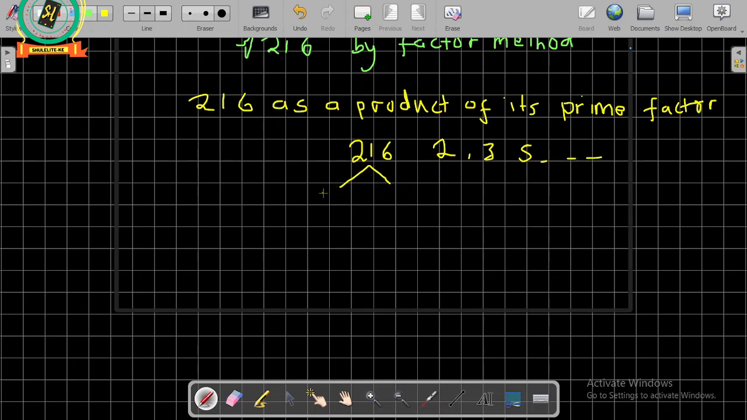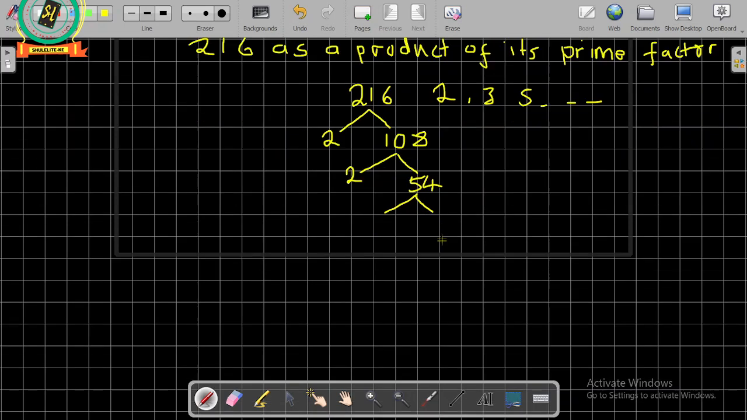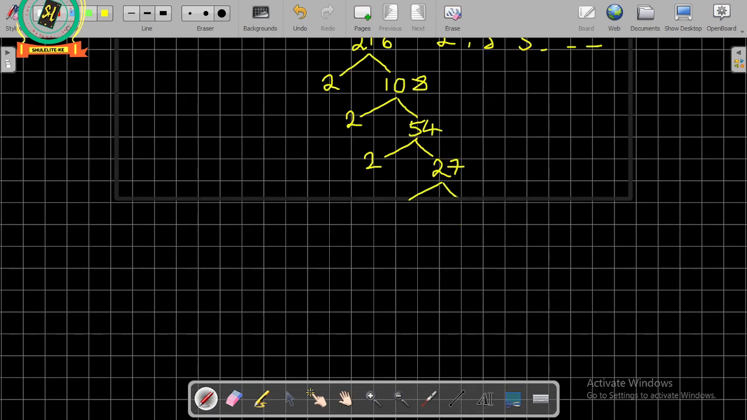Then we are going to take this 2. We ask ourselves, how many times does it go into 216? It goes there 108 times. Then we look for the prime number that is going to go into 108, and from my list I'm seeing 2, and 2 will be going there 54 times. Then the job continues. The smallest prime number that can go into 54 is 2, which goes there into 27. Then I think we are done with the 2.